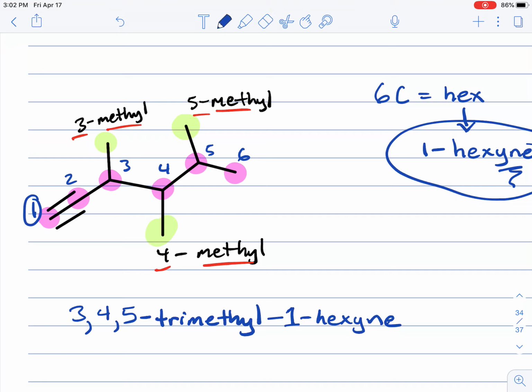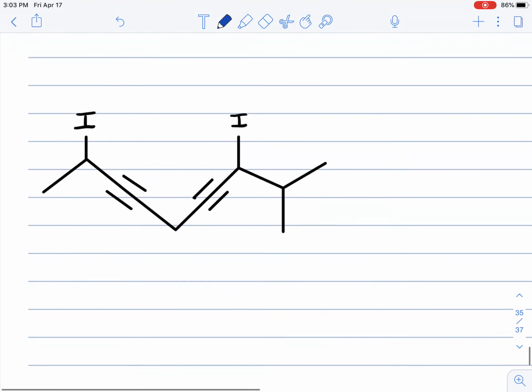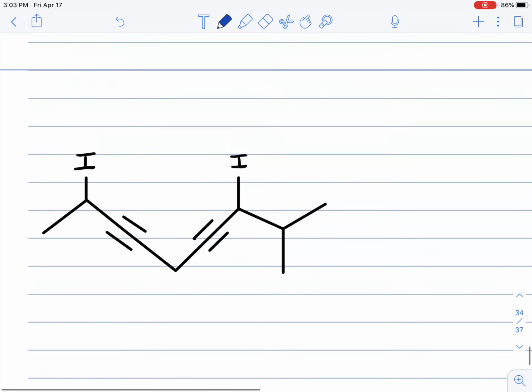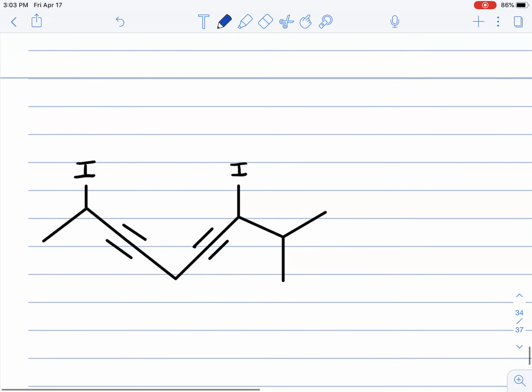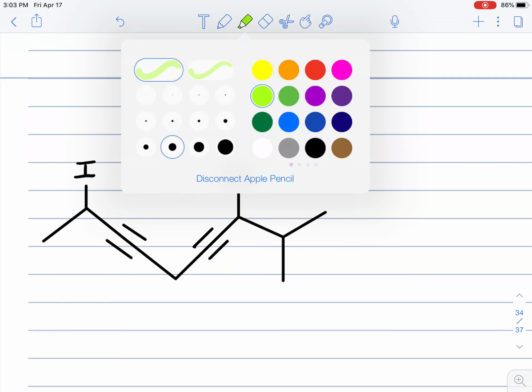Okay, all right, so we're going to go ahead and do one more, I believe. So we'll go over one more organic compound, and then we'll go from the IUPAC nomenclature to the actual structure. So we're going to draw it out. All right, so let's start from the very beginning.